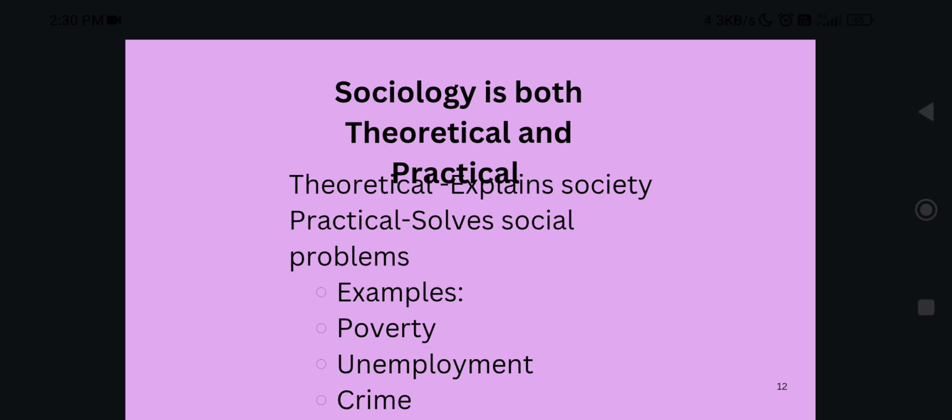Sociology is both theoretical and practical. It develops theories to explain society and social behavior. At the same time, it helps solve social problems. For example, sociological knowledge can be used to address poverty, unemployment, crime, gender inequality, and social discrimination. Thus, sociology contributes both to knowledge and to social welfare.